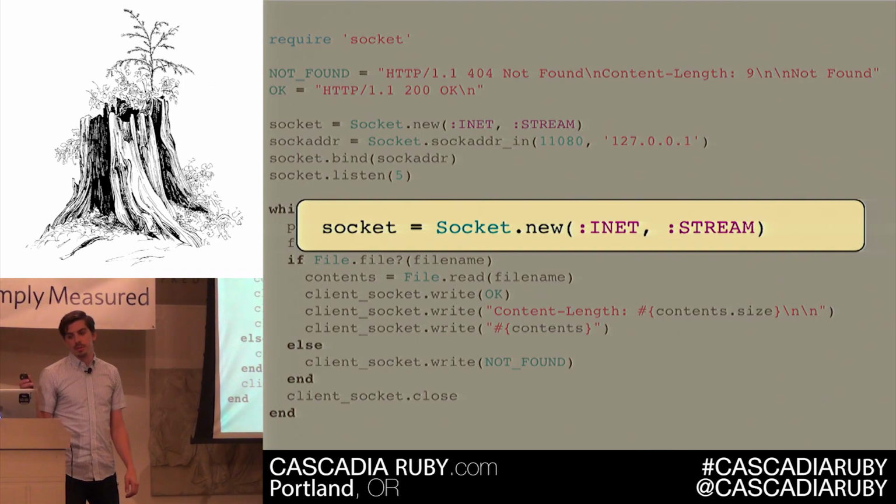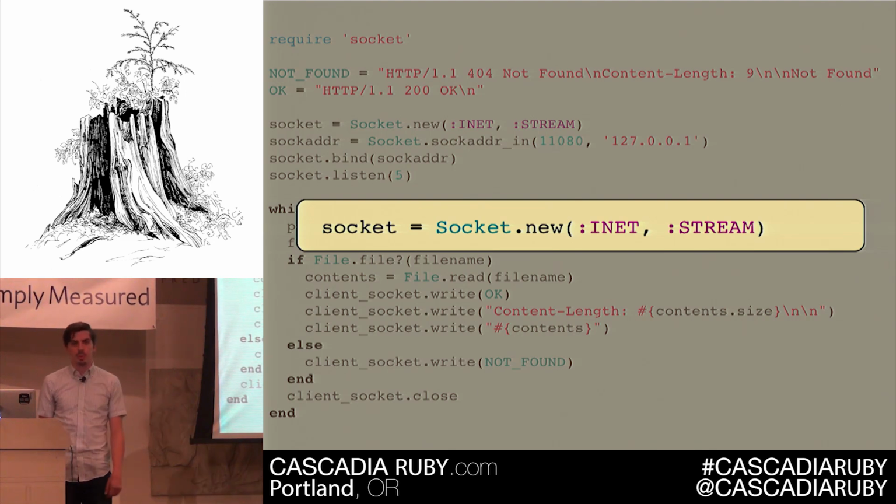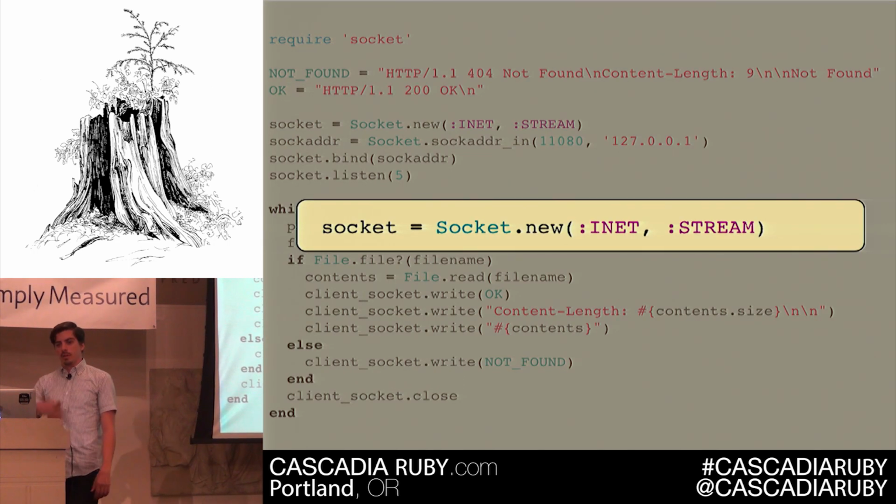We're telling it we're going to do a TCP/IP v4 socket. So this is inet and stream. Inet means IP. Stream means TCP. If we were doing UDP, that would be datagram rather than stream. It could also be inet6 for IPv6, and a number of other options as well. But this is the most common.